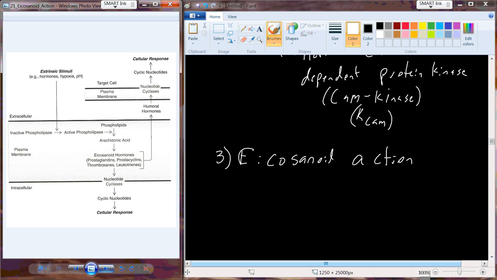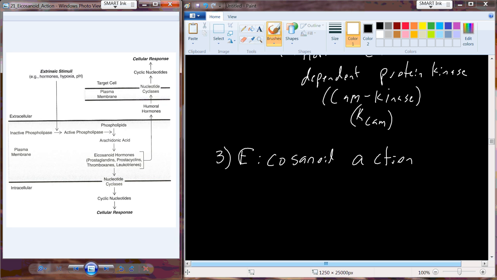So we have some sort of extrinsic or external stimuli. The examples they give are hormones, hypoxia, and a change in pH. This results in some changes in the cell membrane. That's what you see here. This is the cell membrane. This is the intracellular environment. This is going to be the extracellular environment. This is actually another cell. So this would be what's called the humoral space. That's extracellular or extreme things like that.